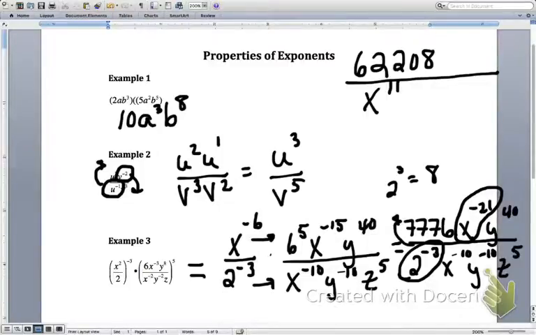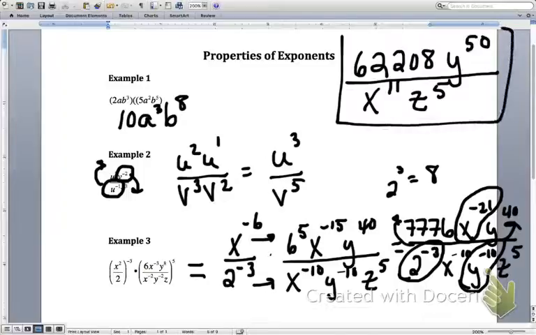I also have some y's I have to deal with here. I have y to the negative 10th. I'm going to move that up and combine that with the 40 y's I already have in the numerator, which is going to give me y to the 50th. I don't need to do anything with z to the 5th, and I have nothing to combine it with in the numerator, so that stays z to the 5th in the denominator. And this here is my final simplified answer.